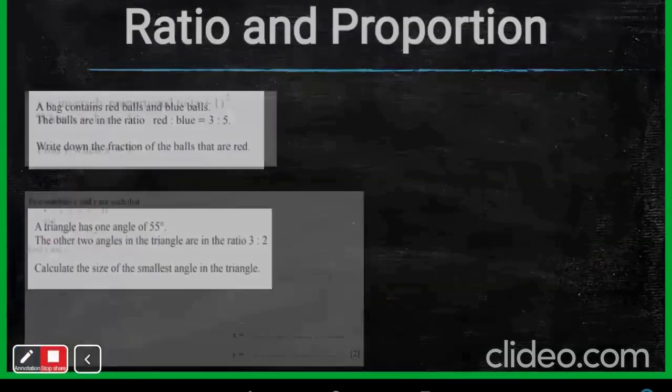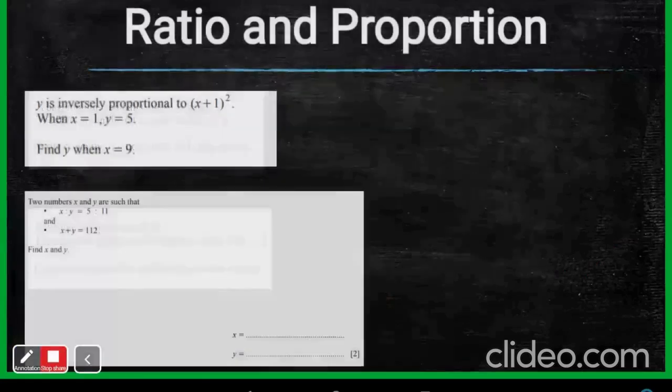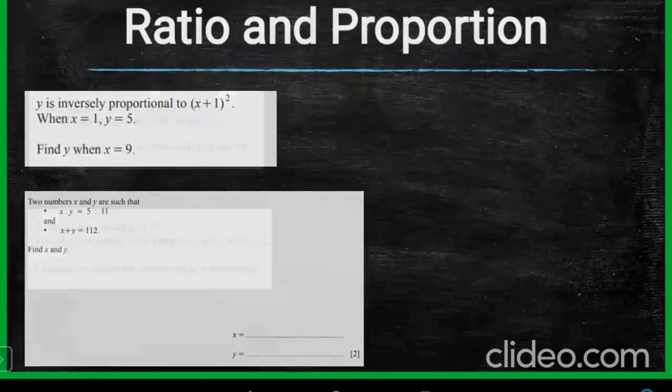Now, y is inversely proportional to x plus 1 whole square. Now, how can we go?